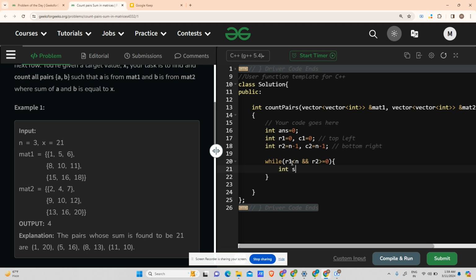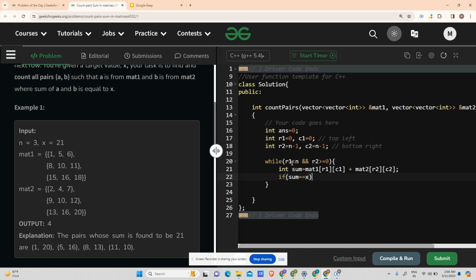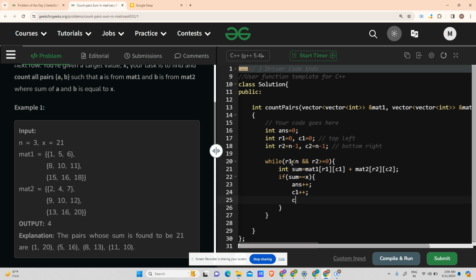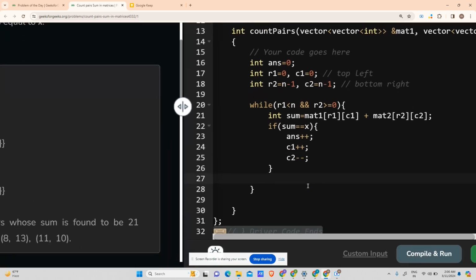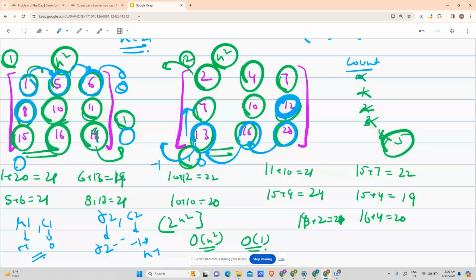I will calculate the sum first. So my sum is equal to mat1 of R1 C1 plus mat2 of R2 C2. If my sum is equal to x, my first thing to do is I will increment my answer. That is the important thing. And then I will increment my column 1 and decrement my column 2. I don't think much explanation is needed right now because I already explained it. If you don't understand, please go back and watch the video. How did we come to the conclusion to increase column 1 and decrease column 2? Because I've explained them using this blue marker.